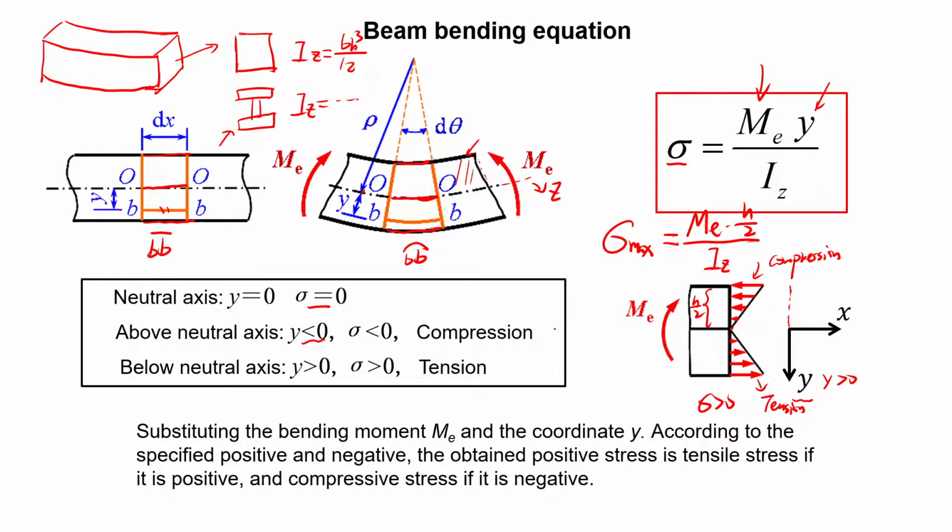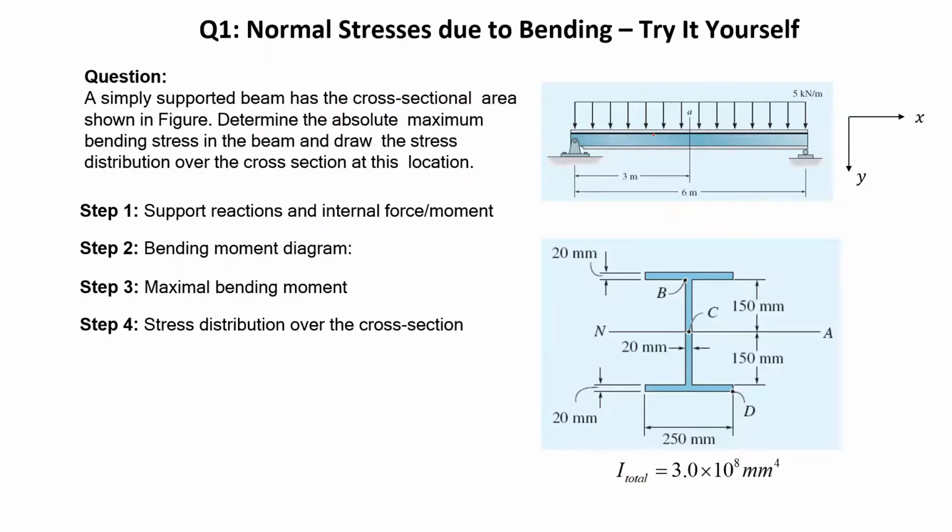So let's look at an example just to help us understand how to actually determine the maximum bending stress if you are given a typical beam bending problem. In this case, it is a simply supported beam which has a cross-section as an I-beam. We need to determine the absolute maximum bending stress in the beam and draw the stress distributions over the cross-sections at any locations. So let's start from these 4 steps.